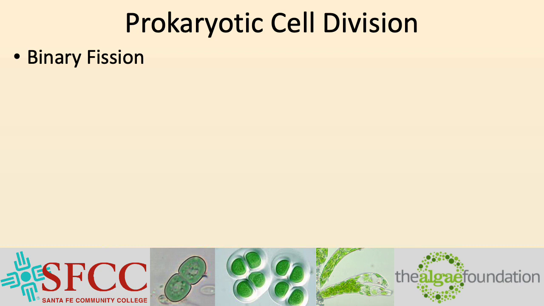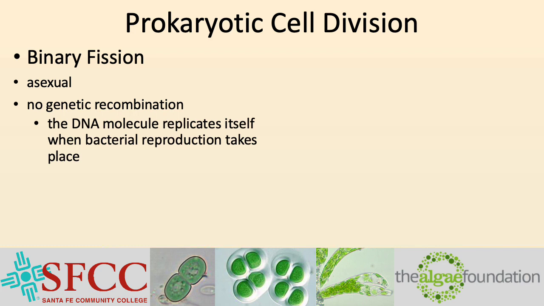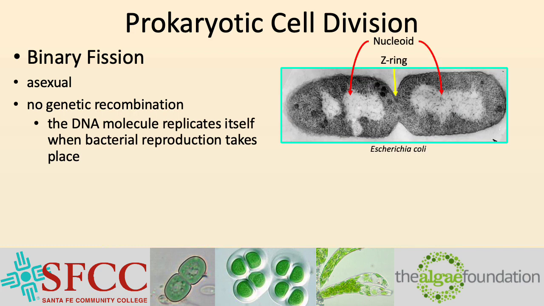Prokaryotic cell division is called binary fission. Binary fission is asexual. This means that there is no genetic recombination during cell division. The DNA molecule replicates itself when bacterial reproduction takes place, and each daughter cell has exactly the same DNA as the parent. All descendants of a single prokaryotic cell are clones.